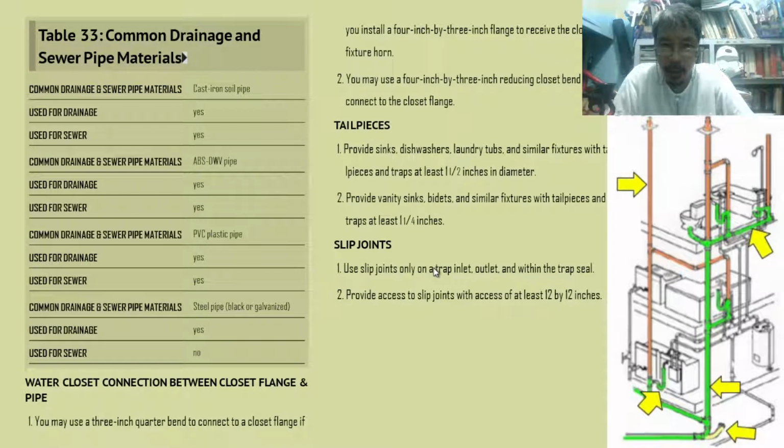What about tail pieces? Number 1, provide sinks, lavatories, laundry tubs, and similar fixtures with tail pieces and traps. A tail piece is a very short pipe that is connected to the fixture and to the P-trap. Tail pieces and traps should be at least 1.5 inches in diameter. That is the minimum size of tail pieces. Number 2, provide vanity sinks, bidets, and similar fixtures with tail pieces and traps at least 1 1/4 inches.